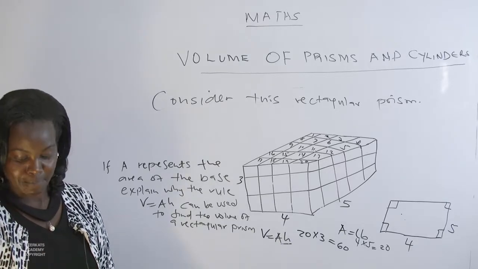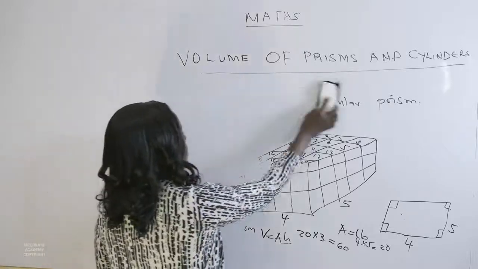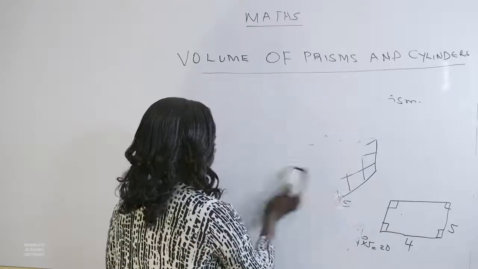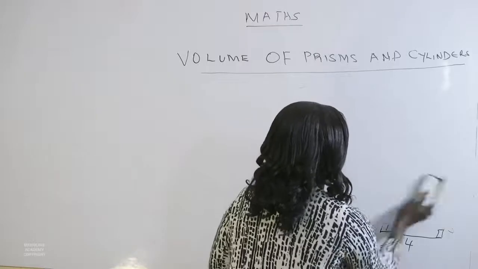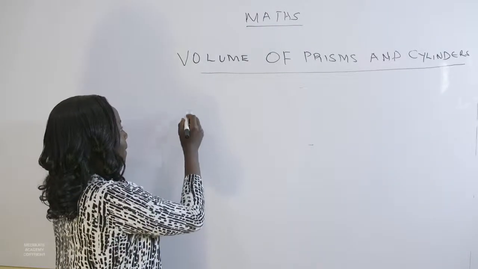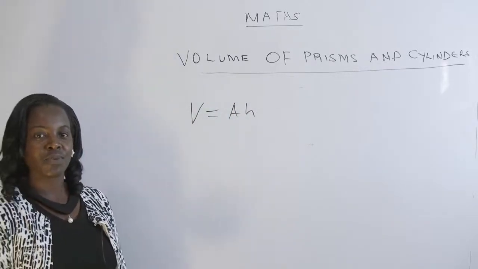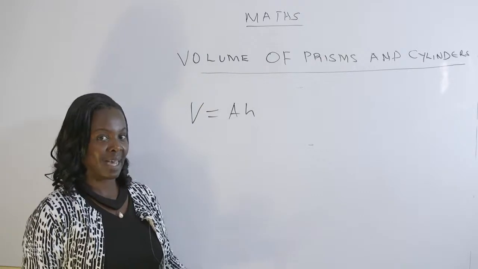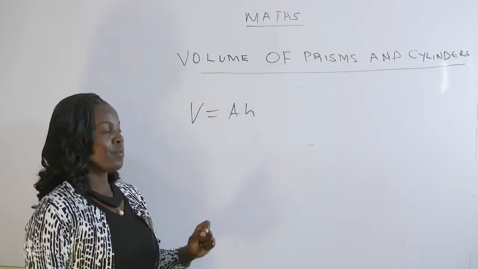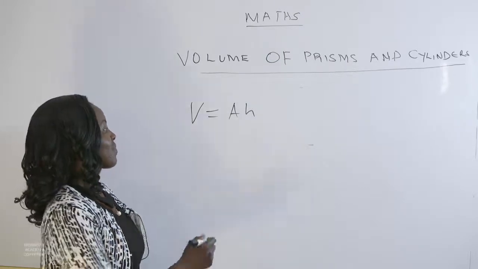So then what are we saying? That volume is equal to base area times the height for a prism. We have said a prism has a uniform cross-section.